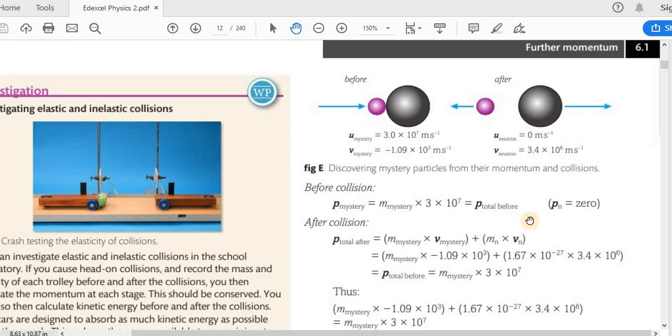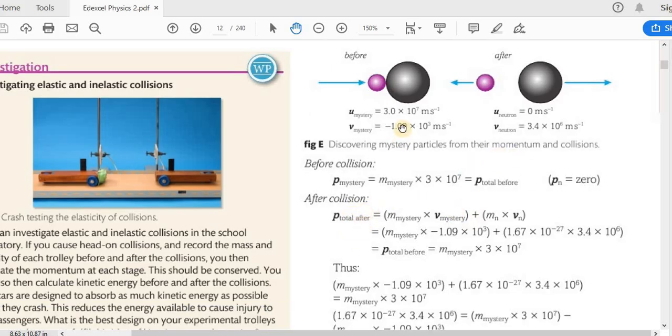The best word we can use here is interaction, because even in an explosion the energy is conserved, but in an explosion there is no collision. That's why we use the word interaction. So total momentum before an interaction is equal to total momentum after the interaction. An interaction can be an explosion, a collision, an impact. It applies to all those.